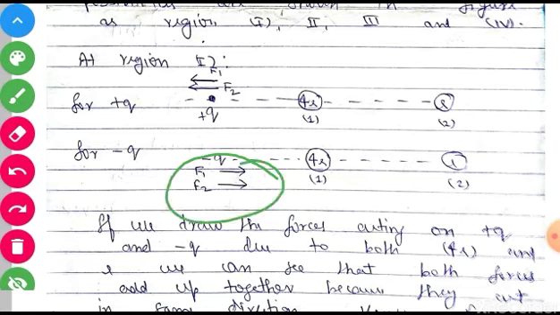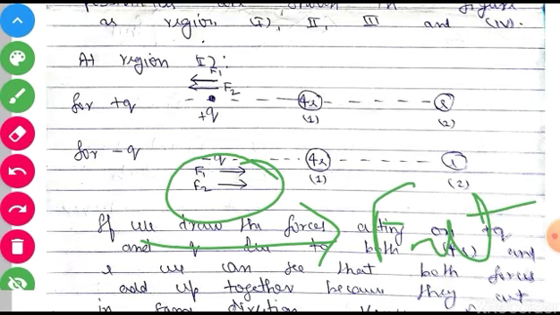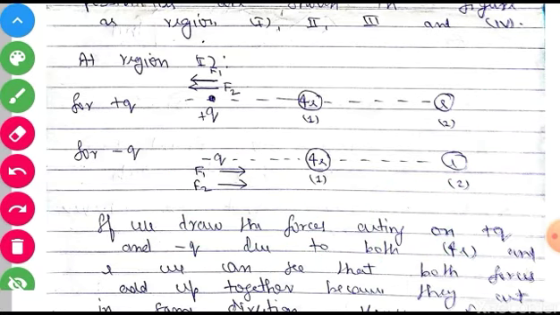So in this case, the F net will be towards the right side. So again, F net is not 0 for the negative charge also, hence this is not the required position. So the first region is not our region. Now let's check the other regions.